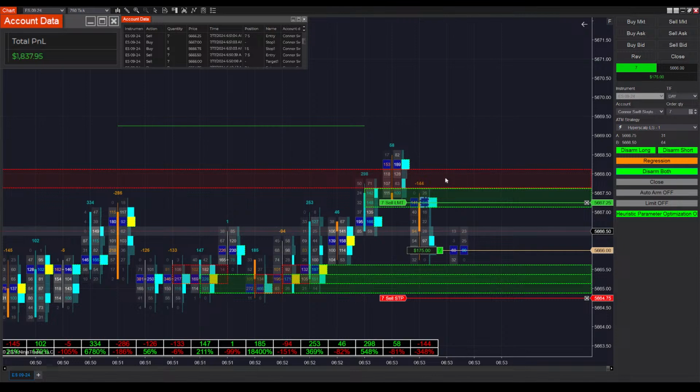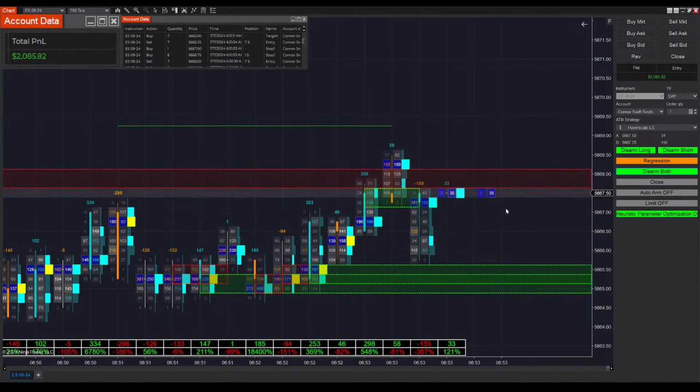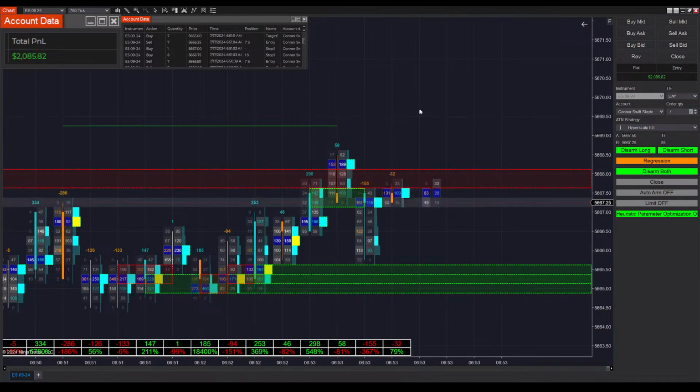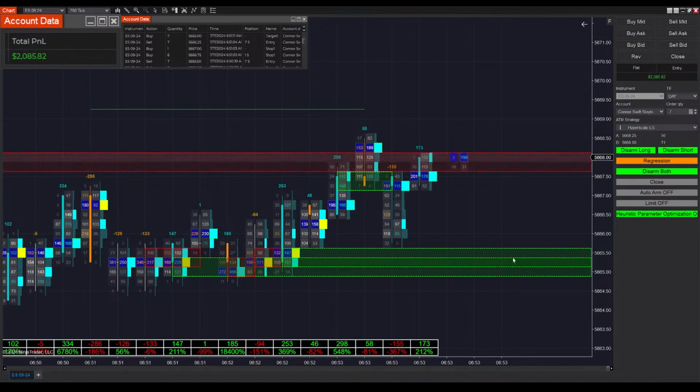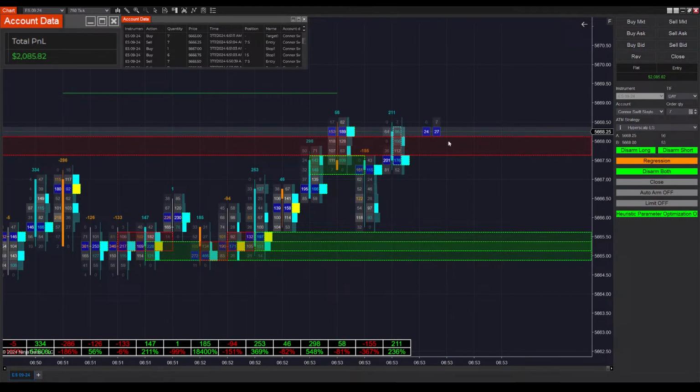We ended up winning that trade there and got into a consecutive trade, and we got that target fill up to 2,000 on the day now. We're inside of a range, very clear regression mode trade here in between these lines.